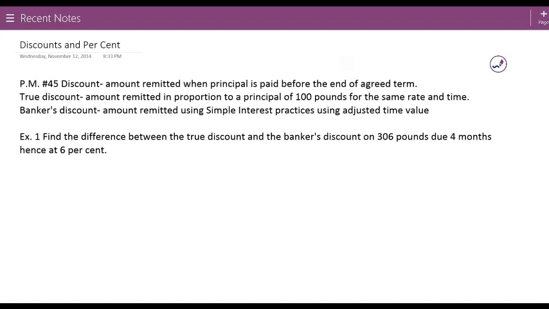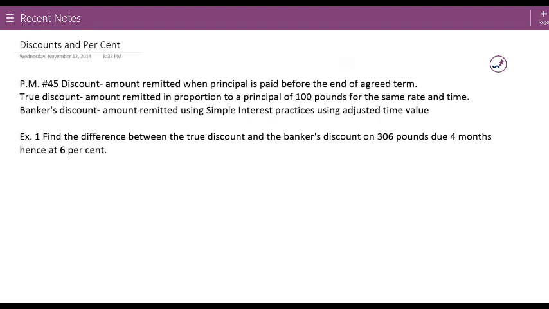In section 45, it tells us that a discount is the amount remitted when principal is paid before the end of the agreed term. So this is an extension of the interest that we were talking about before. Discount then, if you pay a loan or an amount before the agreed upon time, you won't pay as much interest, so that interest that you're not paying is what is being referred to as discount. Now there are two ways to find discount. There's true discount and banker's discount.